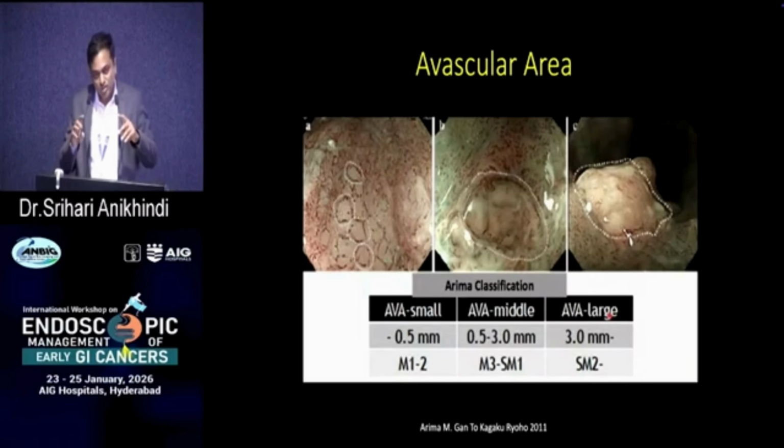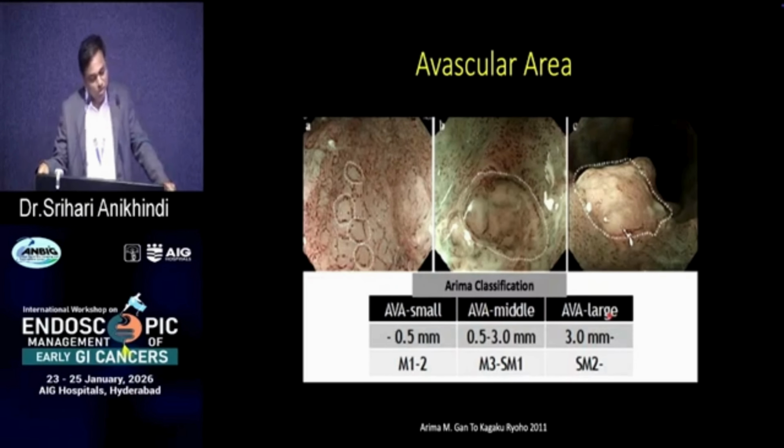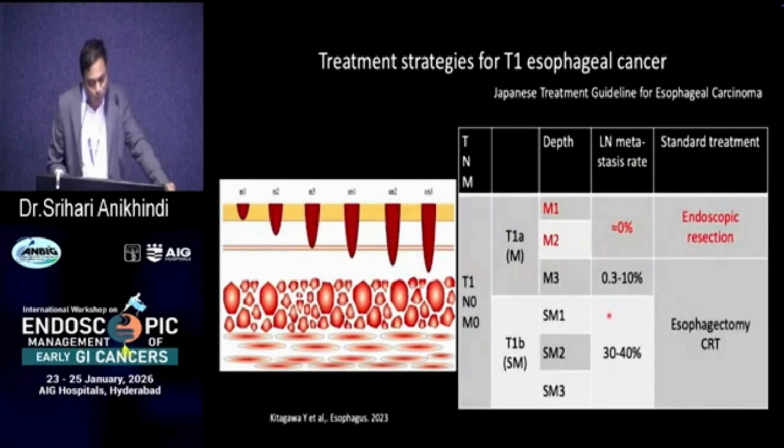There is also this concept of an avascular area, which was published by Dr. Arima's group, where they have tried to look at the size of avascular areas, but here again you would also try to see the vascular structures in the surroundings. When you have appropriately characterized these lesions using the JES classification and so on, you can actually make out the stage of the esophageal cancer, and that is very useful because that will help us in determining the right treatment strategy for this lesion.